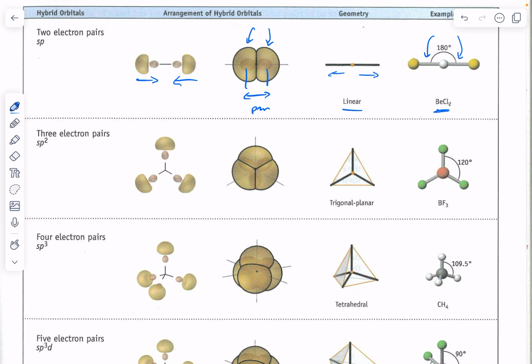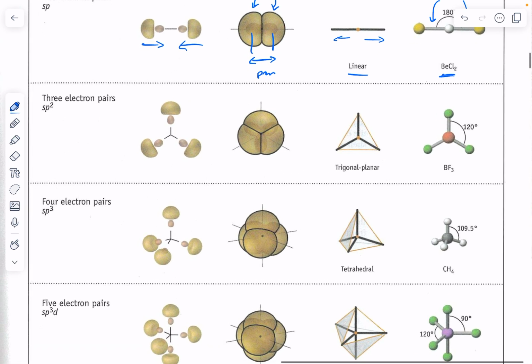So this would be beryllium dichloride. Beryllium, you recall, is in the second row. It's element number 4. So it already has 2 electrons in the inner shell, 2 electrons in the outer shell.